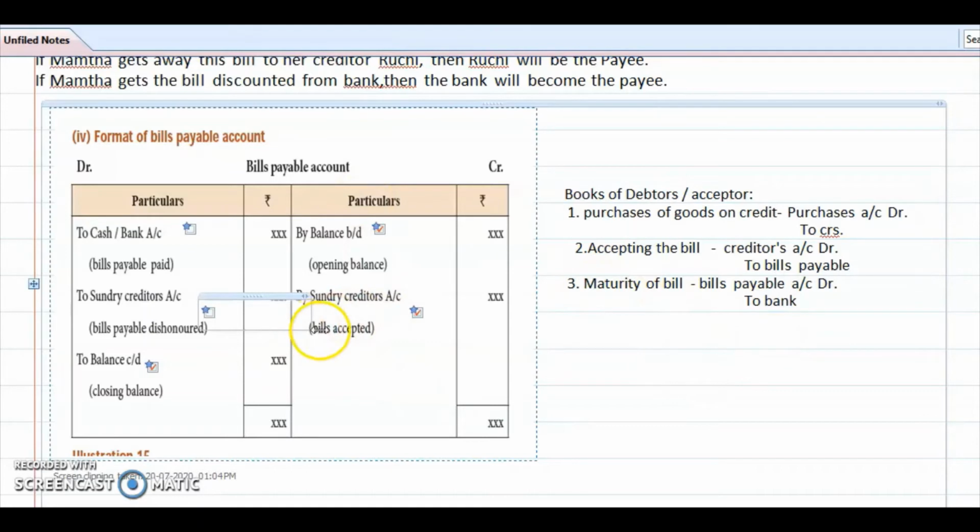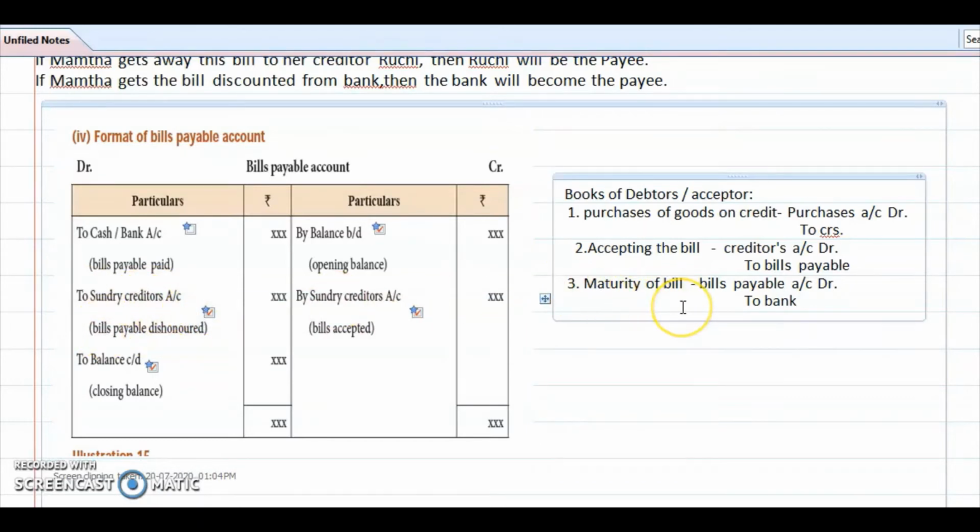Then the accepted bills are on the credit side, so dishonored is on the opposite side. So to creditors account, dishonored. Accepted means credit if you are writing; the reverse entry is for dishonored. So to creditors account, bills payable dishonored on the debit side.